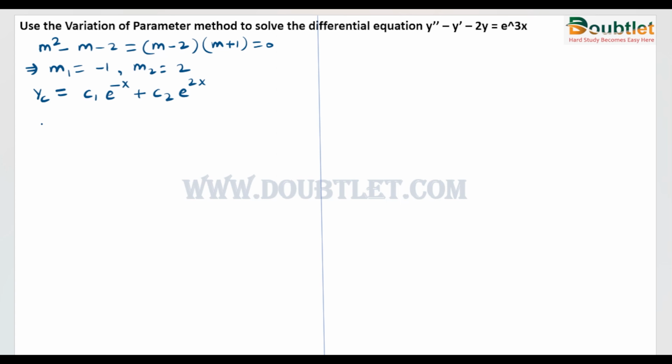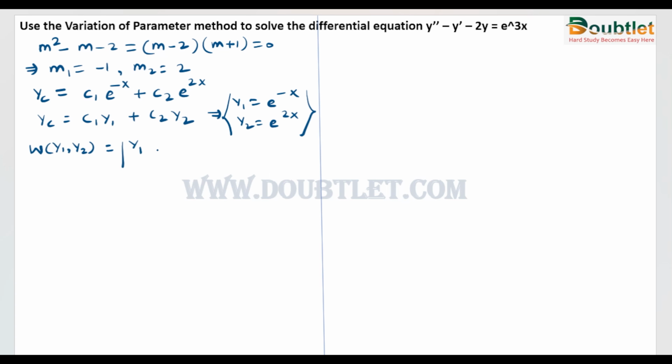Now we will compare this complementary solution with c1 y1 plus c2 y2. So from comparison, we can write y1 as e to the power minus x and y2 as e to the power 2x. Now we need to find the Wronskian of y1, y2, because in the variation of parameter method we will need to find the Wronskian.